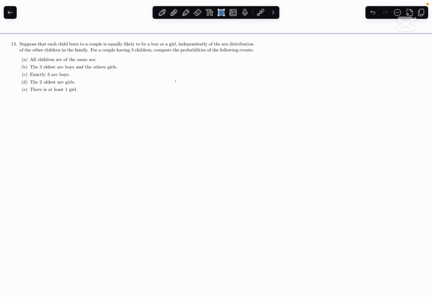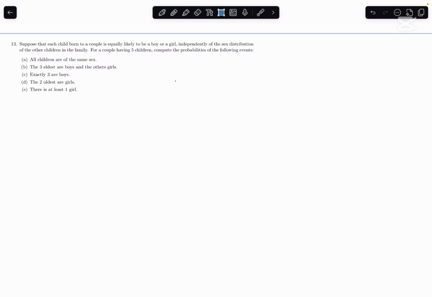Question number 13. Suppose that each child born to a couple is equally likely to be a boy or girl, independently of the sex distribution of the other children in the family. For a couple having five children, compute the probabilities of the following events.